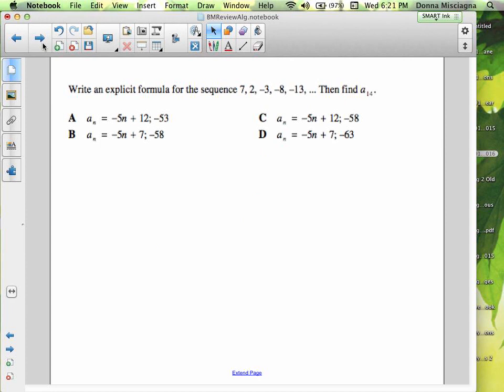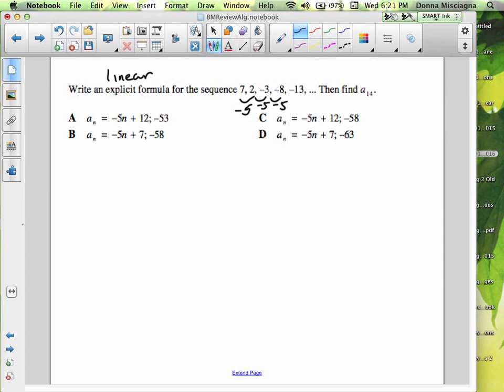So we want to write an explicit formula for the sequence 7, 2, negative 3, negative 8, negative 13. That's just asking us to write it as a linear function. So the first step is, let's see if it's an arithmetic sequence. Well, it should be. I see a bunch of linear functions here. But if we look, we're going down by 5, down by 5, down by 5. Okay? We're subtracting or adding a negative 5 each time. So this is an arithmetic sequence.